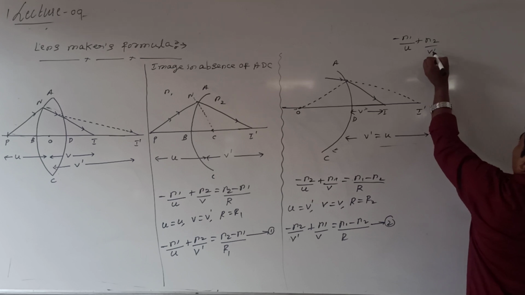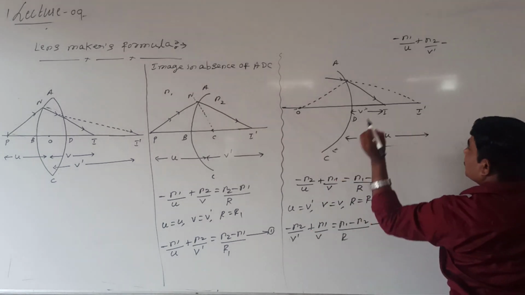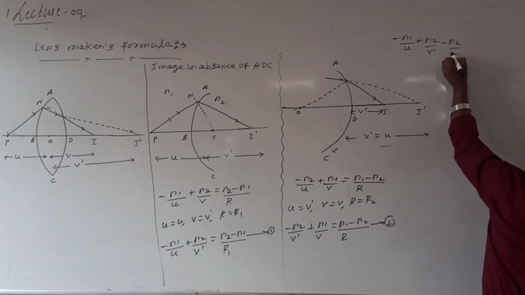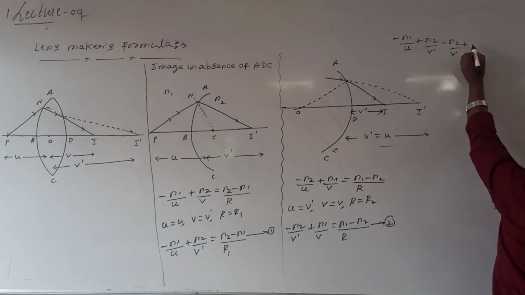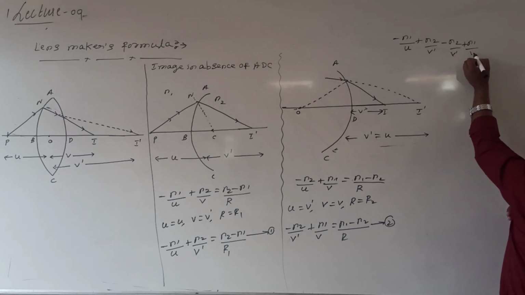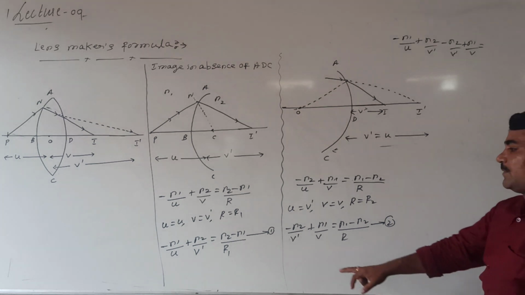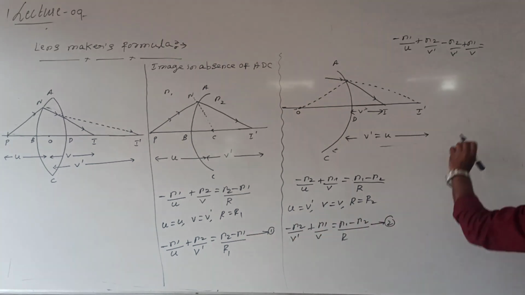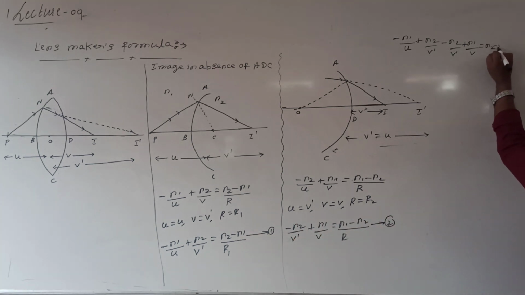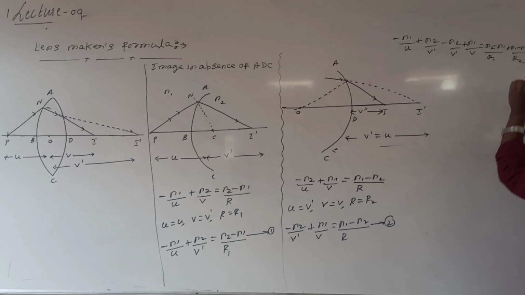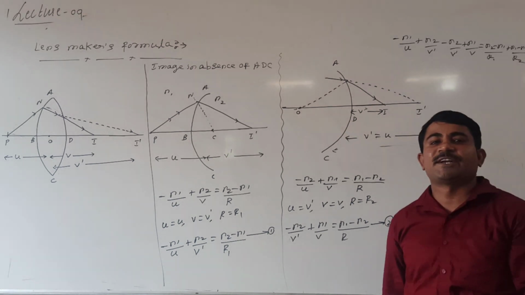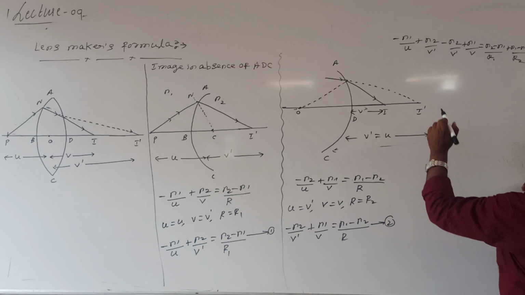N2 divided by V dash minus of LHS of this. N2 divided by V dash plus N1 divided by V is equal to RHS of this: N2 minus N1 divided by R1, plus N1 minus N2 divided by what value? R2.